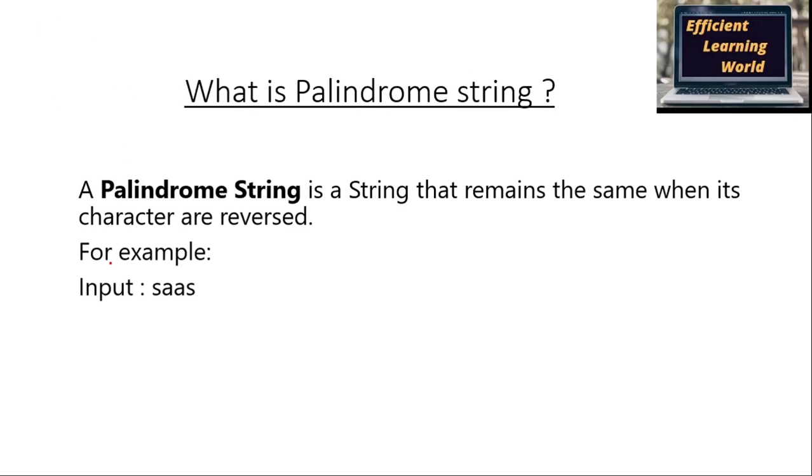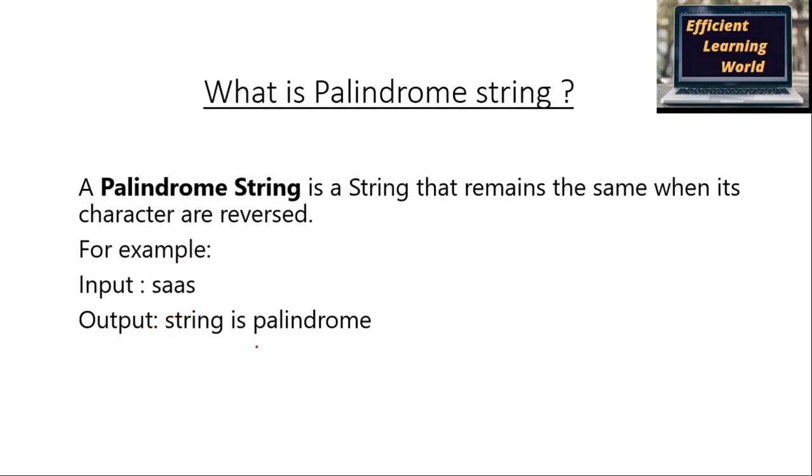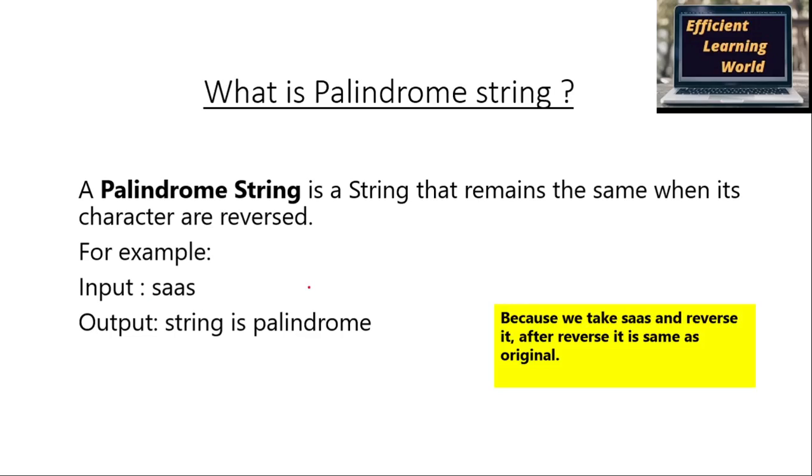Another example: if my input string is SAAS, and I reverse this string, then I will get the same output as my input, which will be SAAS. So I can say that this string is a palindrome string. Why? Because after reversing this input string, I get the same output as my input. For this you must know how to reverse a string.